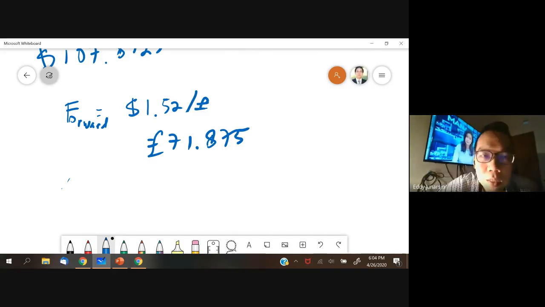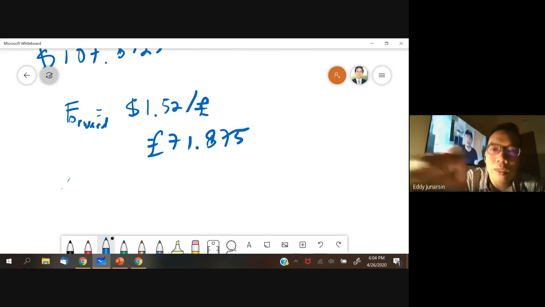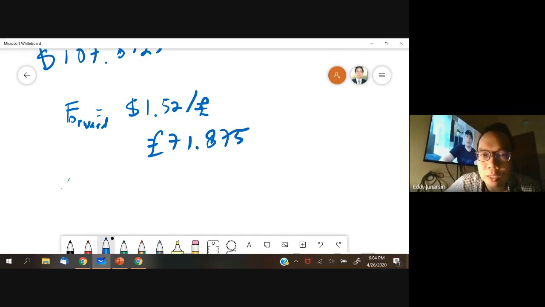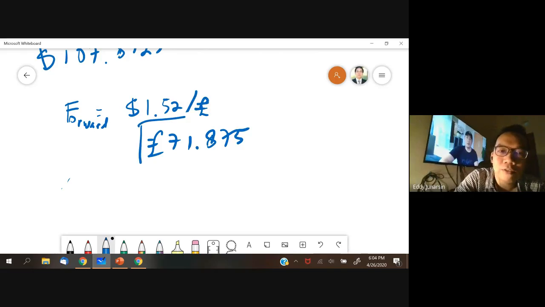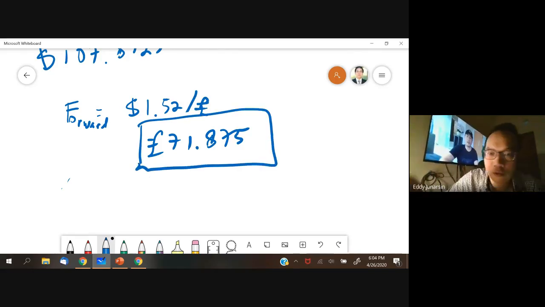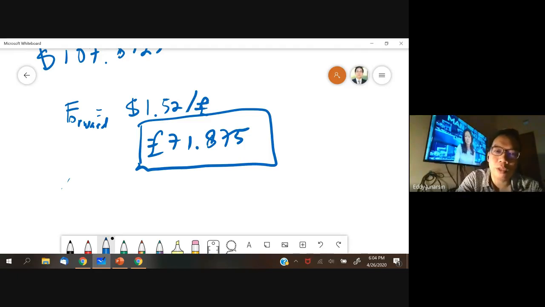So once again, you took a short position, and the quote says that because it's a short position, you could sell 1 pound by getting $1.52, right? And the size of your contract, because this is a forward contract, is free. You could negotiate by yourself. It is 71.875 million pounds. So how much dollar will you get 1 year later from this contract?